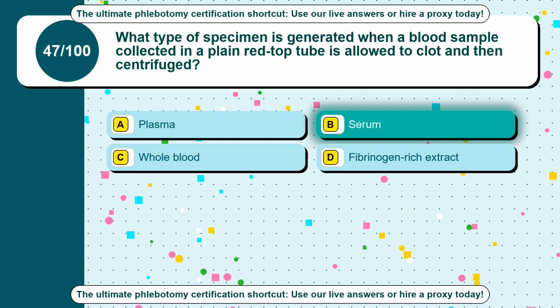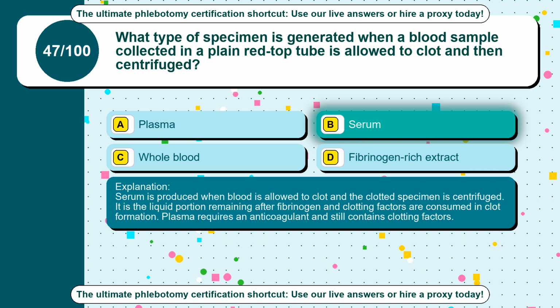Serum. Serum is produced when blood is allowed to clot and the clotted specimen is centrifuged. It is the liquid portion remaining after fibrinogen and clotting factors are consumed in clot formation. Plasma requires an anticoagulant and still contains clotting factors.